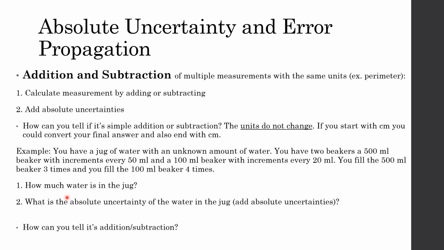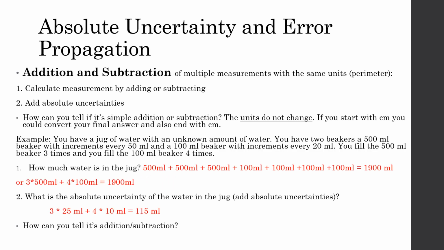So in this case, we're going to be adding, right? So how much water is in the jug? Well, that's going to be 3 times 500 and 4 times 100, right? So 3 times 500 is 1500, 4 times 100 is 400, so that gives us a total of 1900 milliliters.